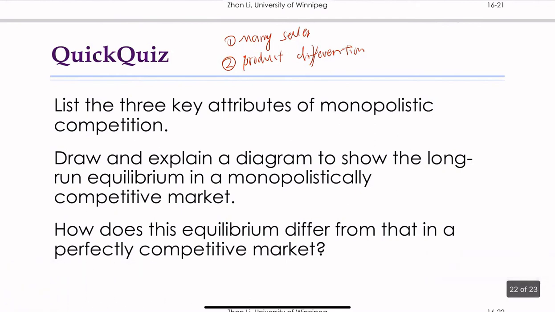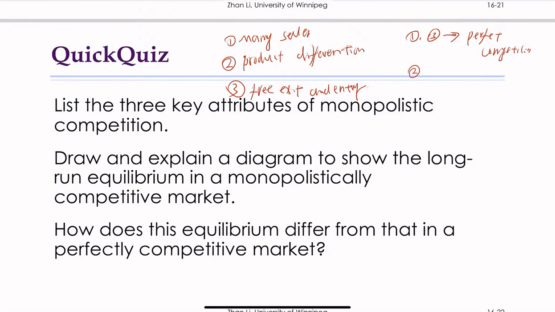And third, we have free exit and entry. And it's also important for you to understand that attributes 1 and 3 are related to perfect competition. And the second attribute is related to the monopoly market.